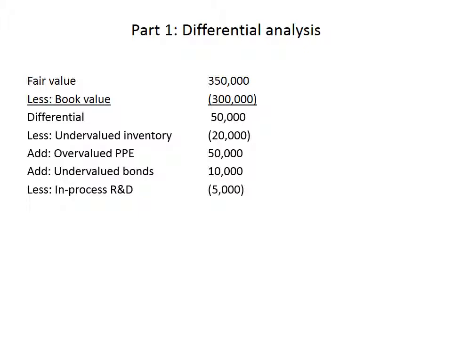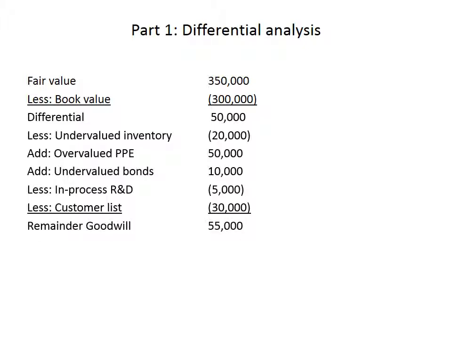Next, we have some in-process research and development costs. And again, in an acquisition, we're allowed to treat those as an asset. That's an asset which is not recorded on the books of the acquired company, but that explains one of the reasons we paid that extra money for the subsidiary. And then finally, by the same token, we have a customer list which we value at $30,000. So of the $50,000 differential, we've explained part of it. The remaining differential is $55,000, which we simply attribute to goodwill.